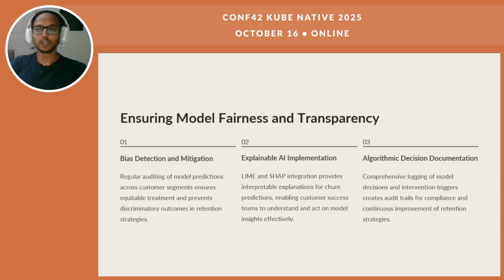All right, let's talk about model fairness and transparency. A truly efficient system must also be an ethical one. So, bias detection and ability to make sure that we are able to mitigate it is an important aspect. So, we need to regularly audit predictions across different customer segments to make sure that there's equitable treatment and no discriminatory outcomes. What could this mean?